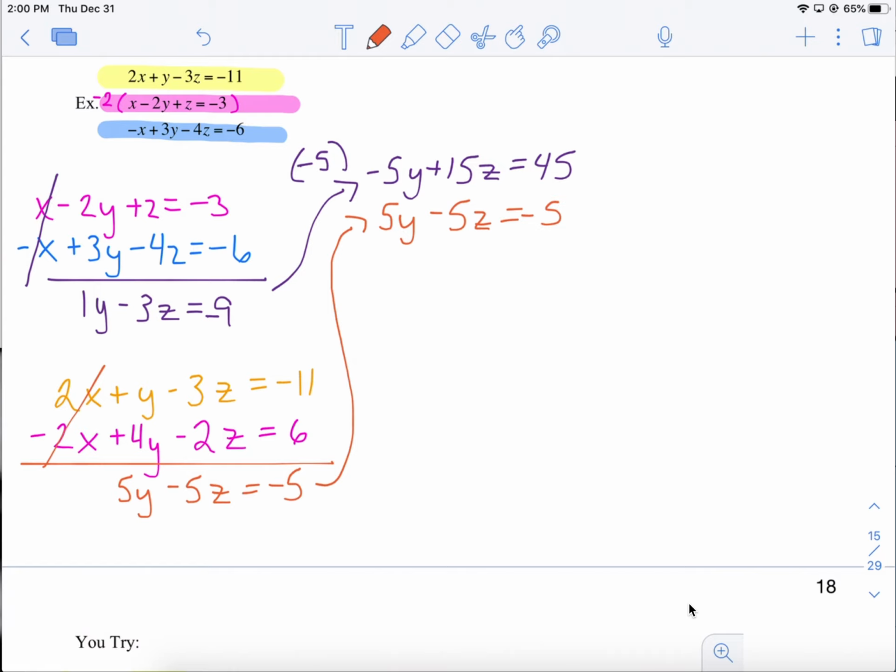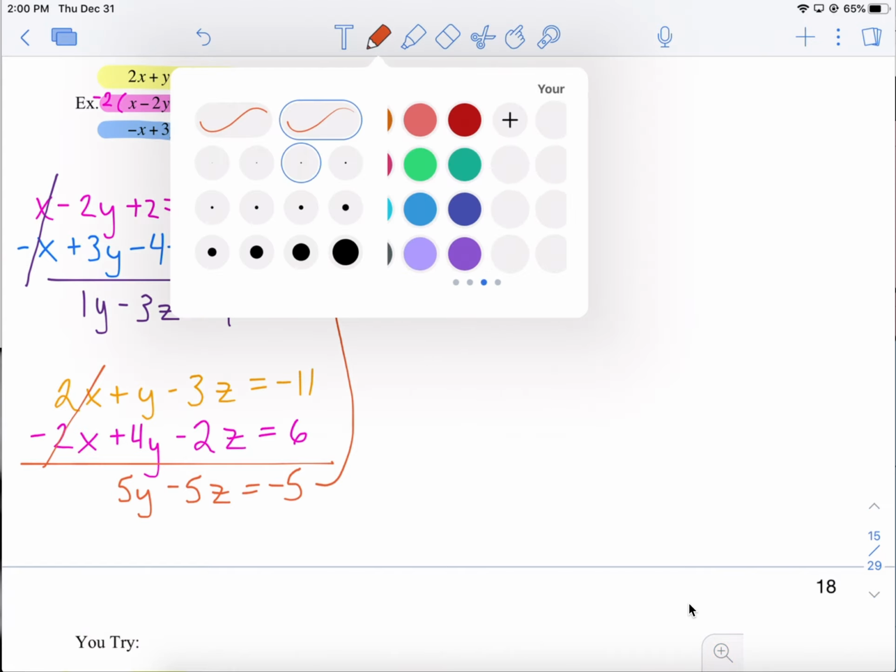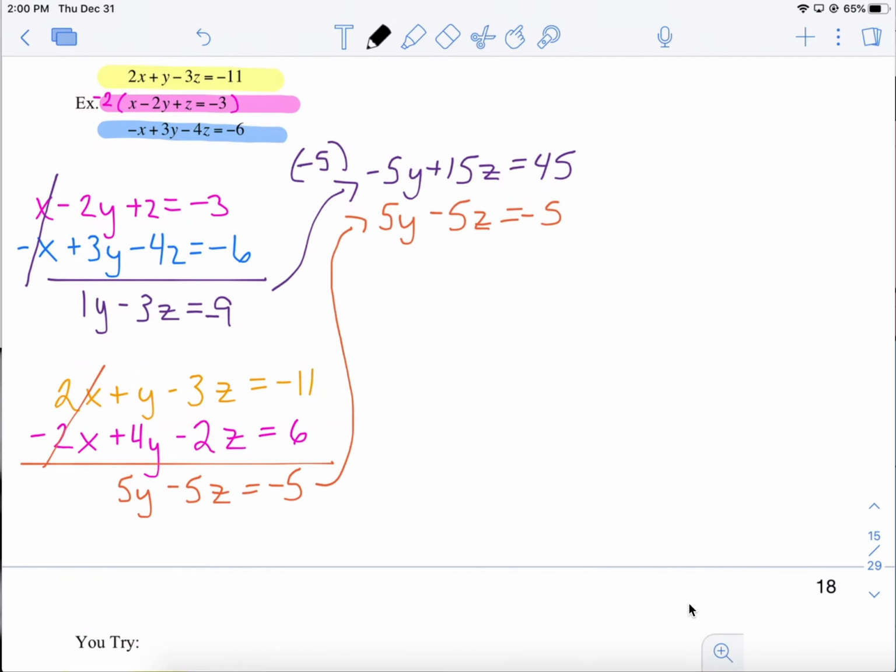Okay? All right. Since purple and orange don't really go together, we're just going to go to black at this point. All right, so my y's are going to cancel. If I bring my pieces of the equation together, we're going to end up with 10 z's equals 40. Divide by 10 gives me my first variable. My z is going to be a 4. Okay.